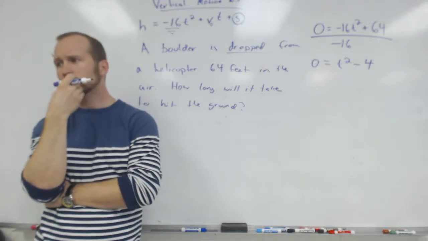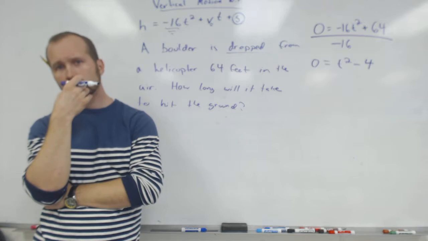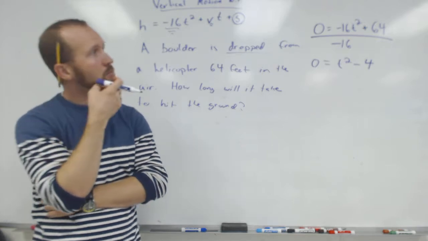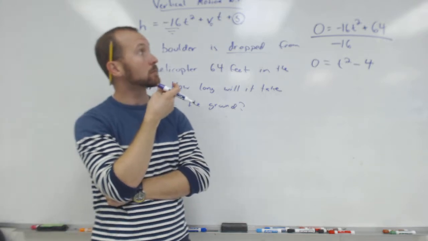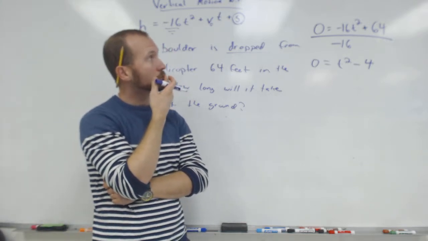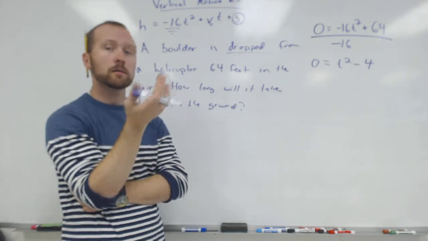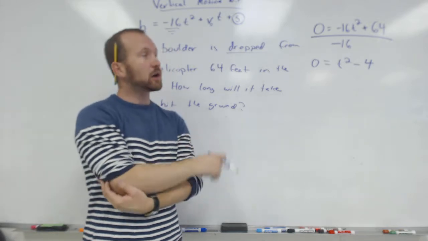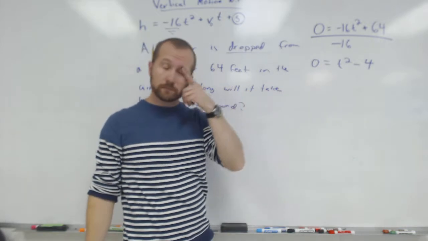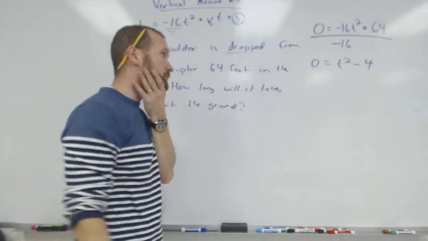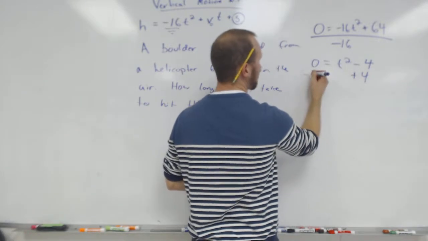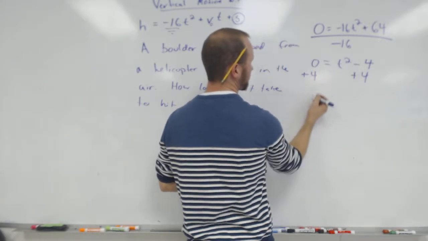You could have solved it in one step above. It's easier to solve this: you could just add 4 to both sides, and then take the square root of both sides, and then t equals 2.